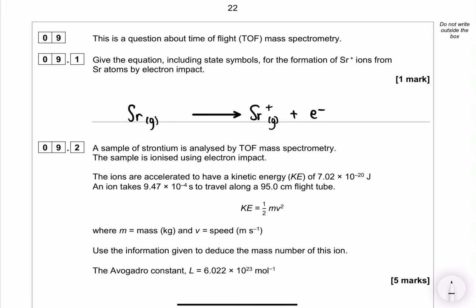If you want to add an electron to the left, because high energy electrons are fired from an electron gun, you would need to have 2 electrons on the right.